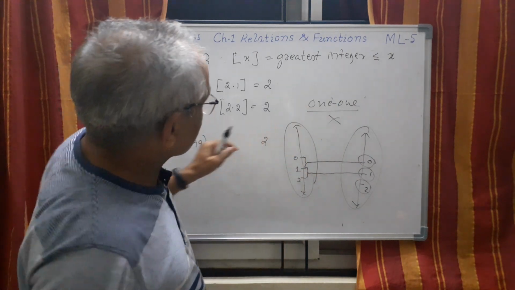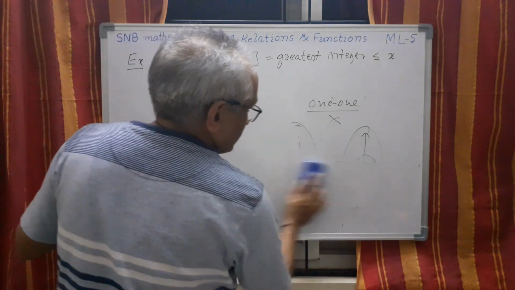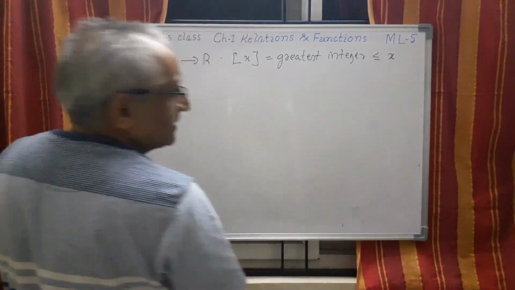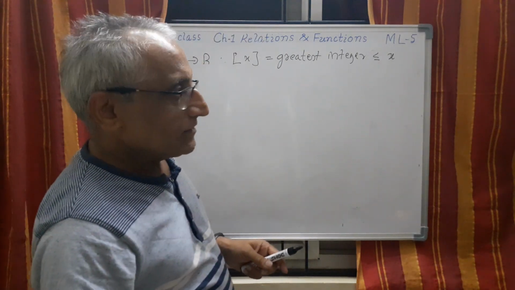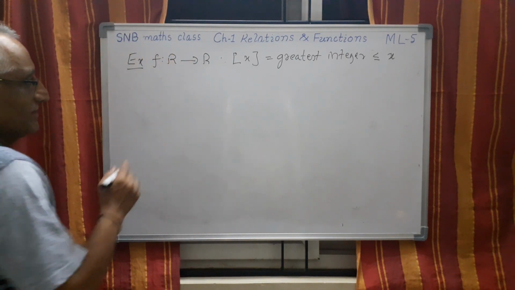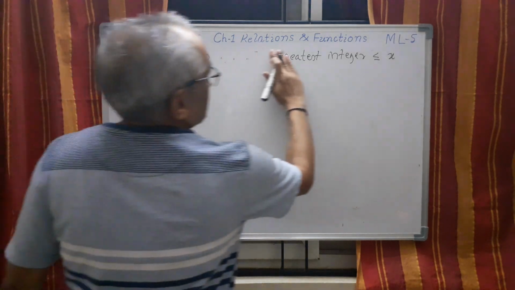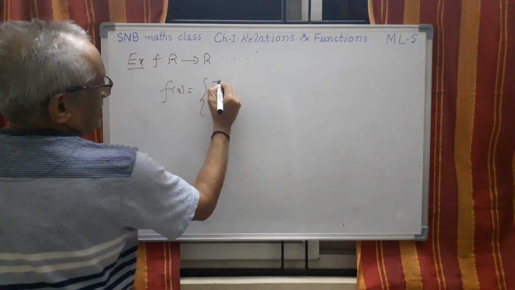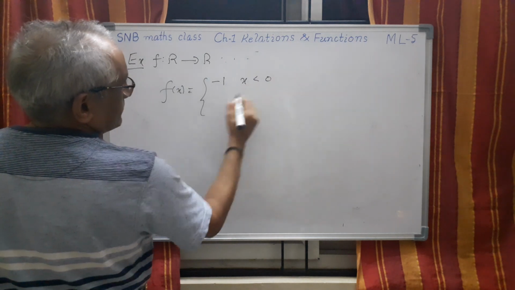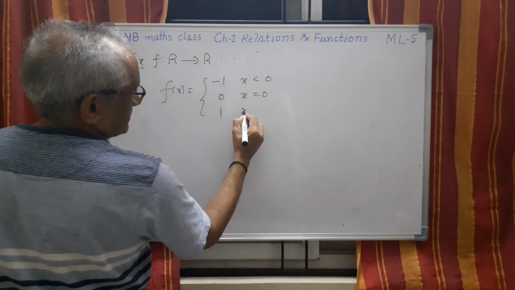So this function is a good example to show that a function need not be 1-1 and need not be onto. Then let us take a signum function, for example, f of x equal to, so definition is minus 1 if x is negative, 0 if x is 0, and 1 if x is positive.